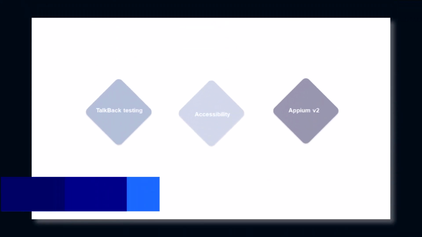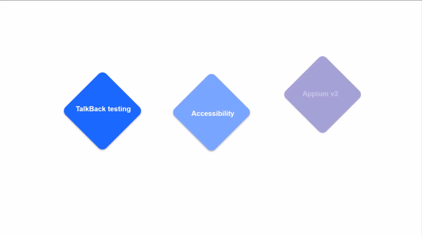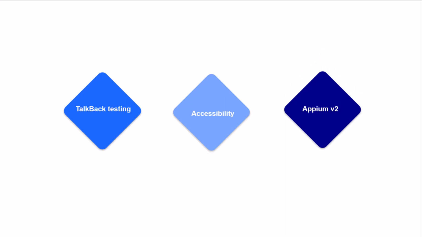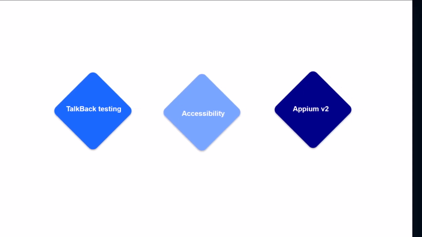And now for some additional enhancements. The audio quality for TalkBack accessibility testing was improved. Accessibility improvements were made to enhance functionality and usability when using a screen reader. And lastly, the embedded Appium V2 server was upgraded to version 2.4.1, and the default Appium version was changed to version 2.